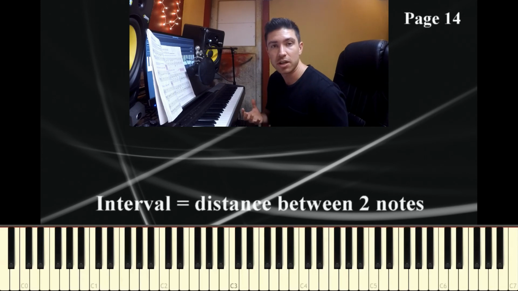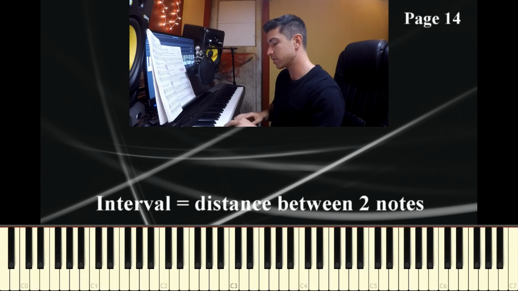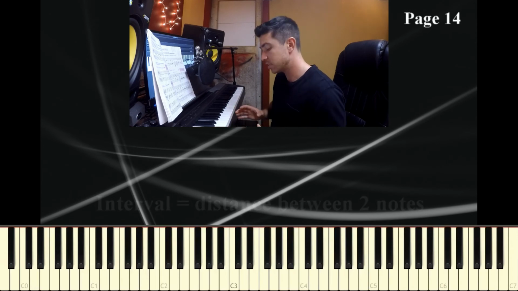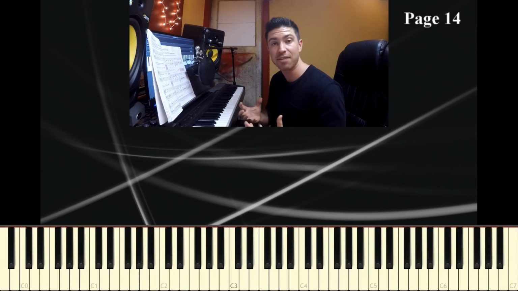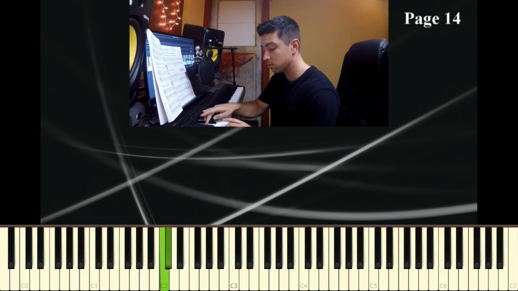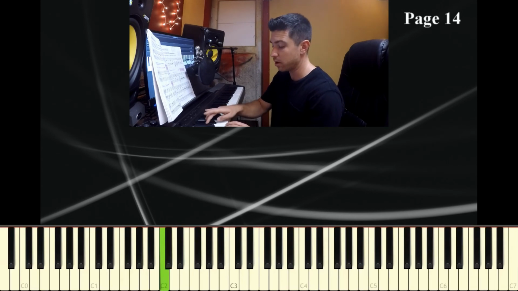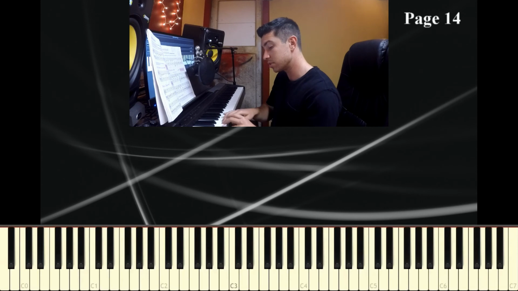The definition of an interval is the distance between two notes. So for example, that's an interval because there's 1, 2, 3, 4, 5, 6 notes in between. There's 7 from here to here, so 7 notes, so 7 half steps. This is an interval, right? Because it's just 1 right above it. This is considered an interval. This is an interval. So basically any 2 notes with some notes in between is considered an interval.